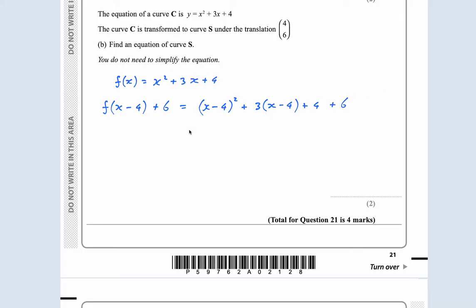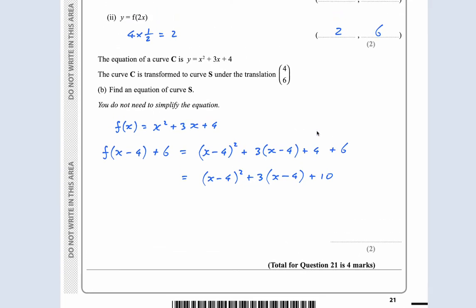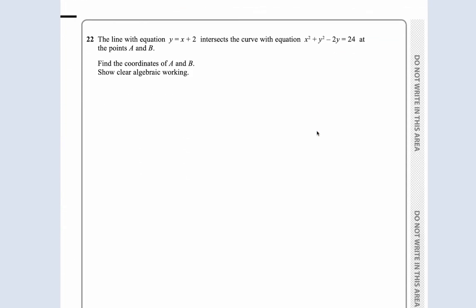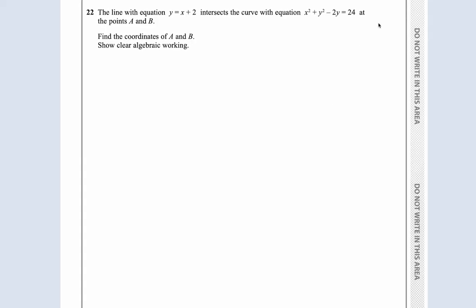He says you don't need to simplify the equation. I will just do 4 plus 6, guys, because I think it is reasonable to do 4 plus 6 is 10. And that gives me the answer. Okay, that is question 21. Question 22.